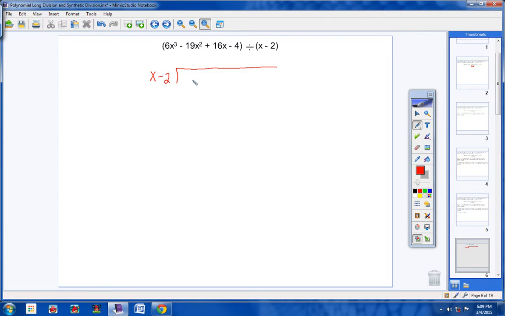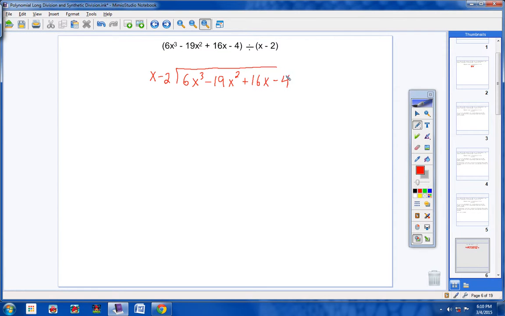Now also, write the dividend, this right here, what goes inside the box, in standard form. So your highest exponent comes first, cubed, then your next highest, squared, then your next highest, 16x to the 1 power, and then your constant term.